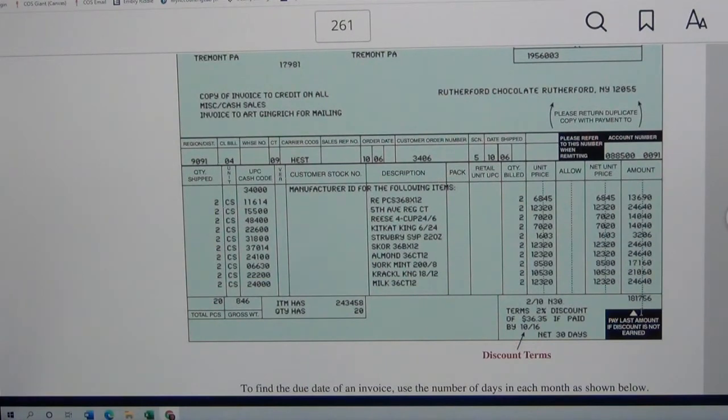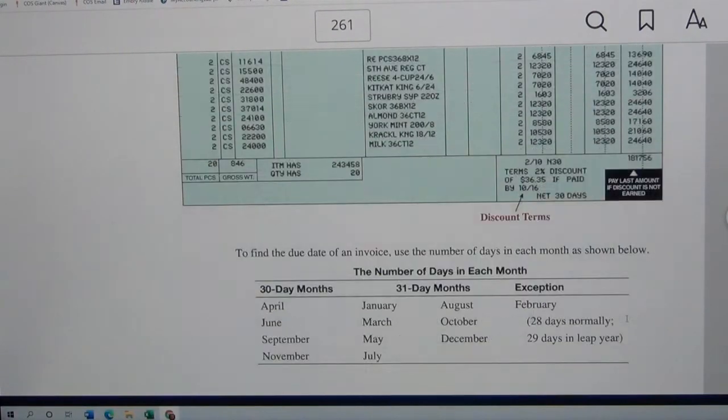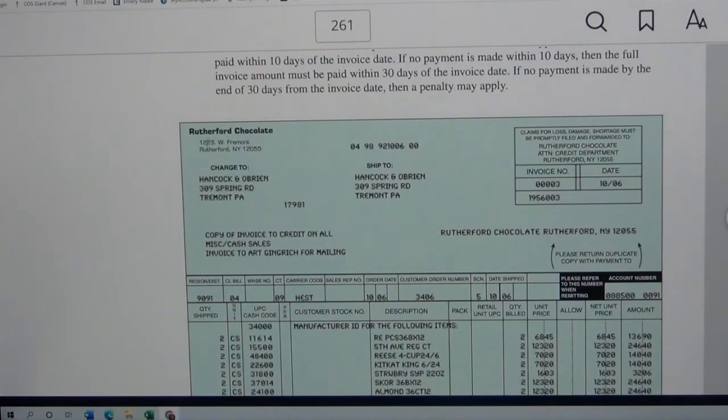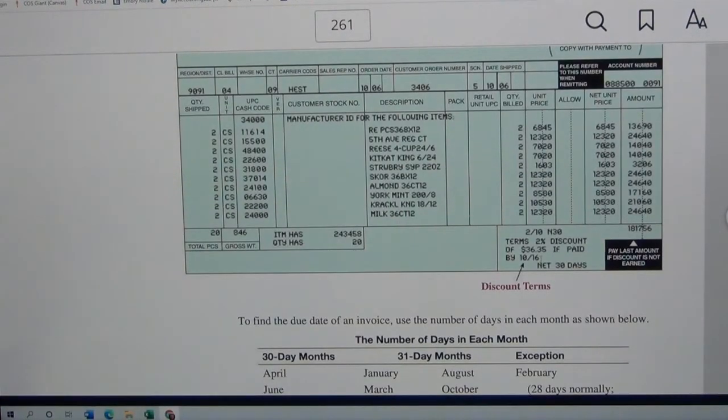So the amount to be paid is $1,817.56. That's the amount to be paid, right? However, they're offering a 2% discount. So in essence, we could take that discount if we pay within the term, which is 10 days. Sometimes they actually even give it to us on the invoice, where it says if you pay it by the 16th. Let's go look at the invoice date. The invoice date is usually the date that triggers everything. So 10/6 is the invoice date. 10 days after 10/6 means by the 16th is when this needs to be paid. If you pay it by the 16th, then you can take a 2% discount.